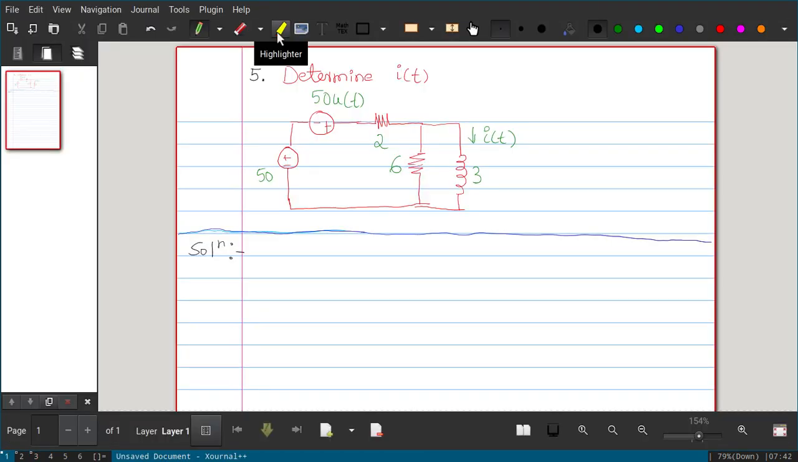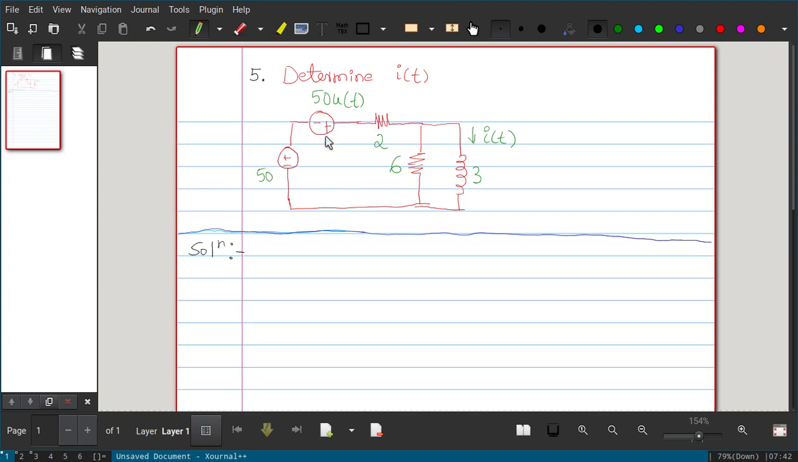Hello, in this video we will solve this problem, that is determine i(t) in the below circuit. So we have two voltage sources here, one is 50, another one is labeled as 50 u(t), where u(t) denotes the step function. So what does it mean?